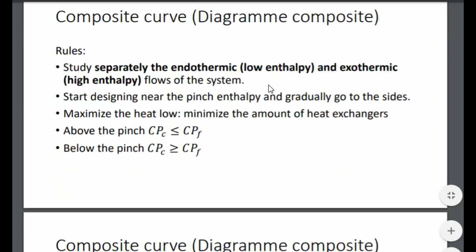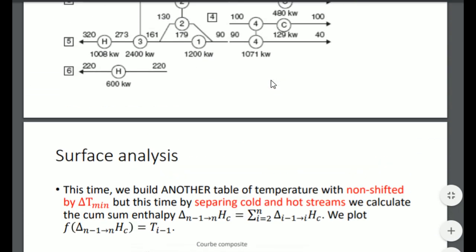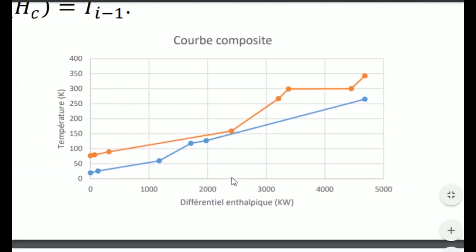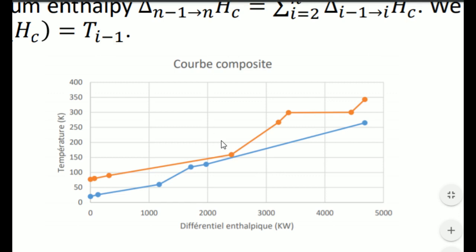So this one is the part I made myself, so I'm really proud of it. Look at this marvelous diagram, which is the courbe composite. So what we'll try to do is build this diagram. So here we have the temperature, and here we have the enthalpy differential in kilowatts. We can notice that the origin is the same. It's because this one is not shifted by the utilities, because it's really simple.